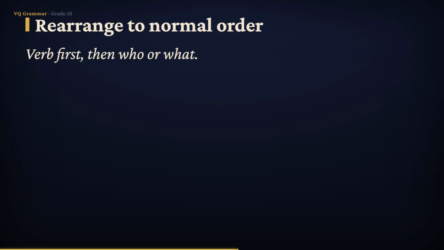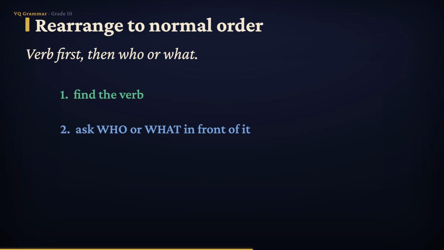Let's turn all of that into one reliable method you can run on any sentence, no matter how twisted the order is. Step 1. Find the verb. That's the word showing the action or the state of being. Step 2. Ask who or what in front of it. Whatever answers that question is your subject, and it does not matter one bit whether it sits before the verb or after it. Step 3.